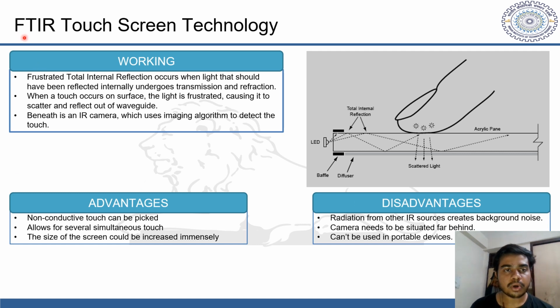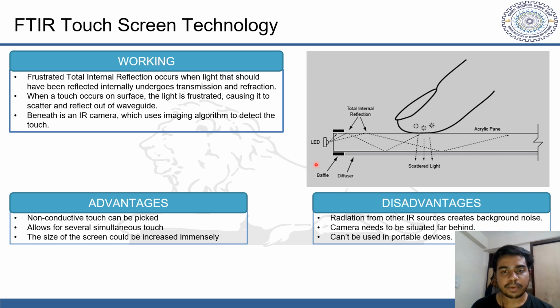Now I'll be talking about FTIR touchscreen technology. So, having discussed currently dominating touch sensors, I want to now talk about a currently emerging touchscreen technology, and FTIR is one such touchscreen technology.